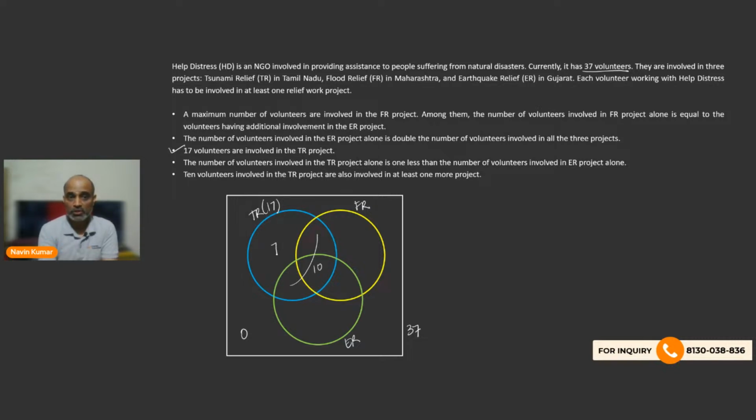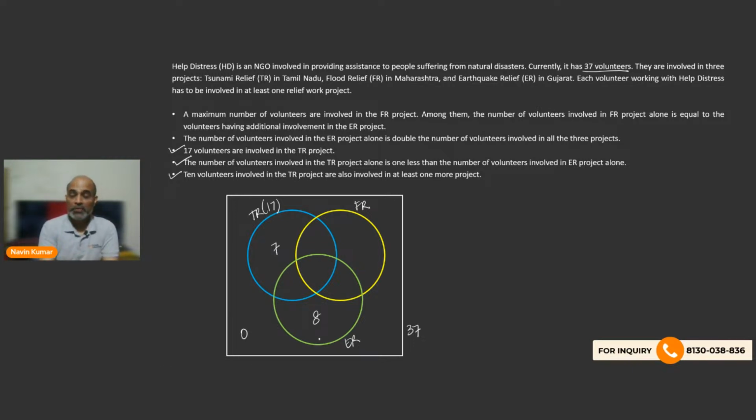If this is 10, then this is going to be 7, because the overall value of TR is 17, right? Now, if this is 7, then the second last bullet point tells us the number of volunteers involved in the TR project alone, which is 7, is 1 less than the number of volunteers involved in the ER project alone. So this is supposed to be 8.